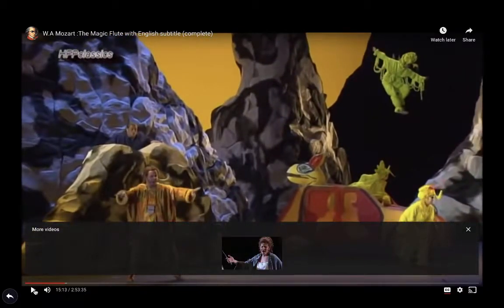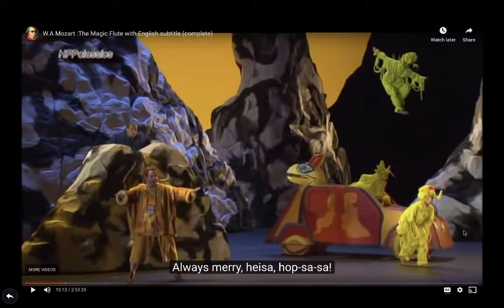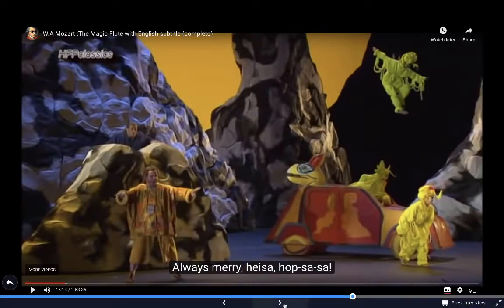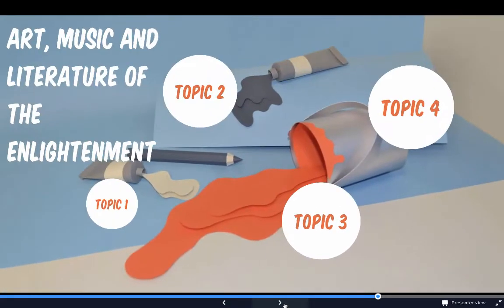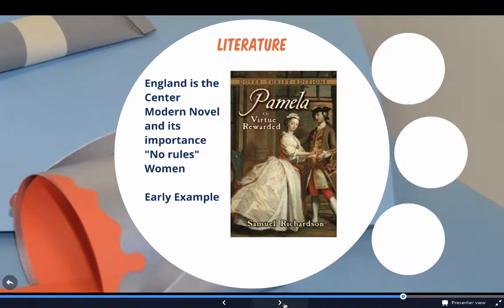So we've got all sorts of stuff here. Again, I would encourage you to continue to listen to the rest of these works. But we cannot forget the last part of this. We also have some literature going on at this time, and I promise the presentation's almost done. Literature really does come out of England. They are really the center of this.